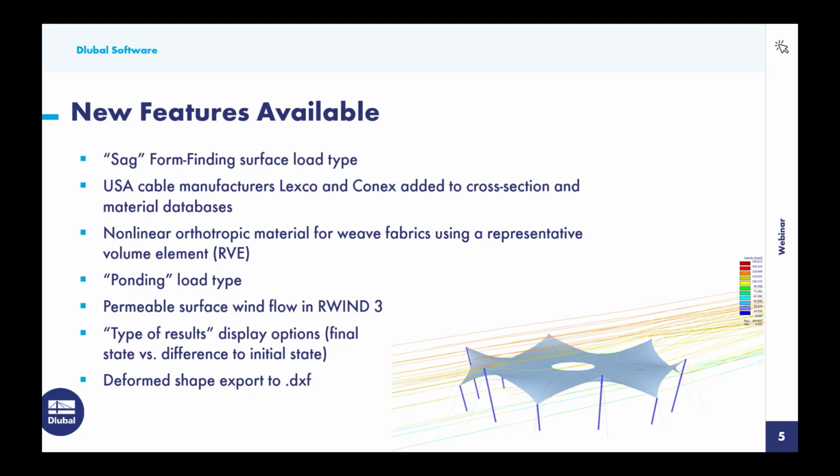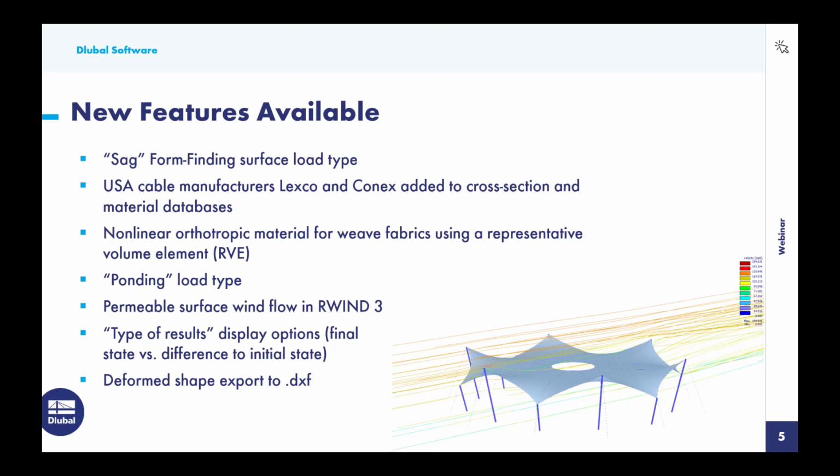We also have added a couple USA cable manufacturers, including Lexco and Connex, to both our cross-section and our material databases. Then we've introduced a new nonlinear orthotropic material that should be used for weave fabrics. This is really powerful in the sense that it's using what we call a representative volume element underneath the hood. We'll go into more detail on this in the subsequent slides in our example today.